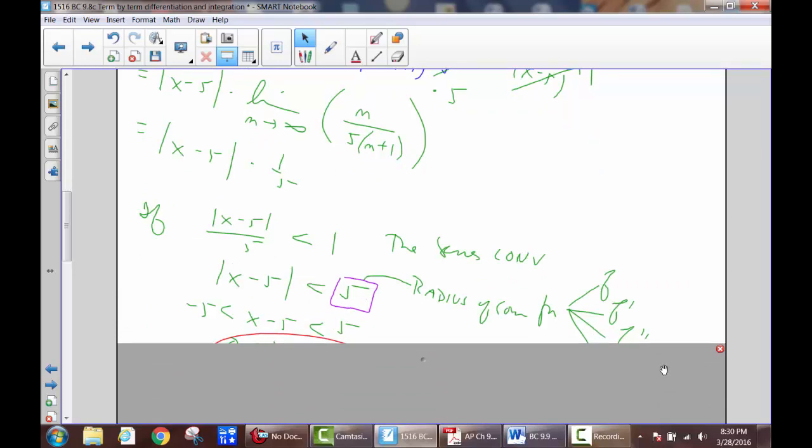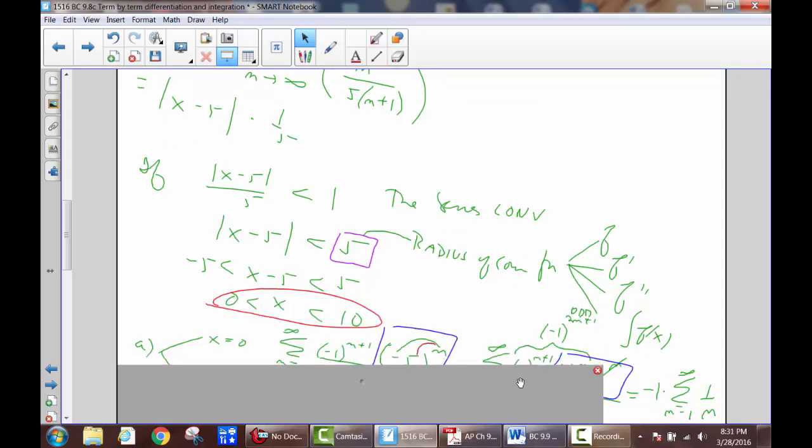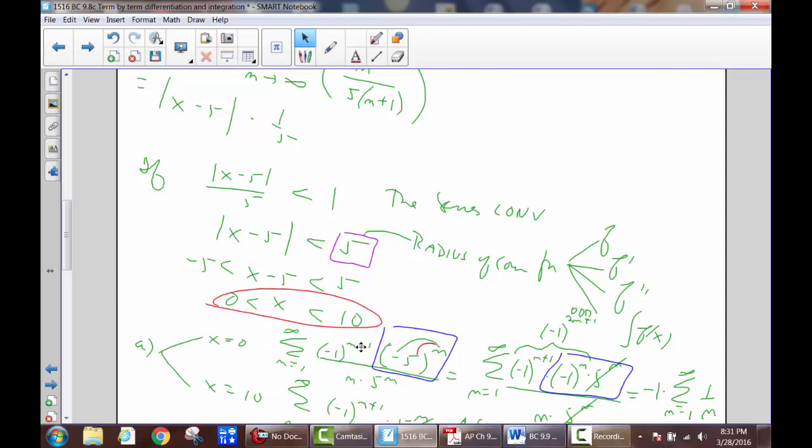Now, that's going to be the same radius of convergence for f, f prime, f double prime, f triple prime, the integral, all of them. As far as radius of convergence, you put x minus 5 between negative 5 and 5. That gives you x is between 0 and 10. And now we've got to check what happens at 0 and check what happens at 10.